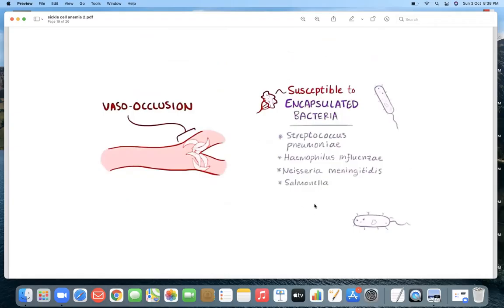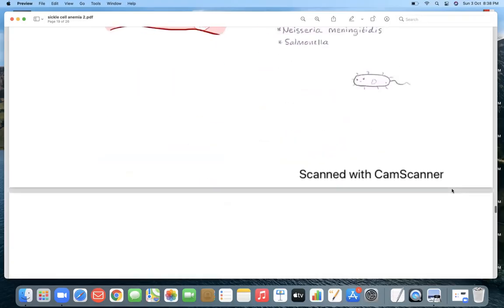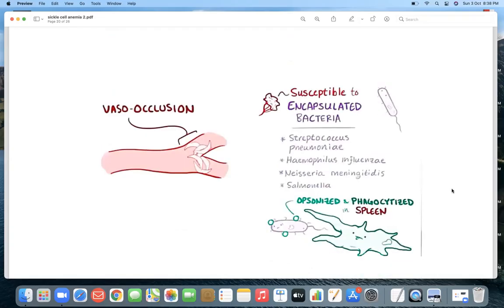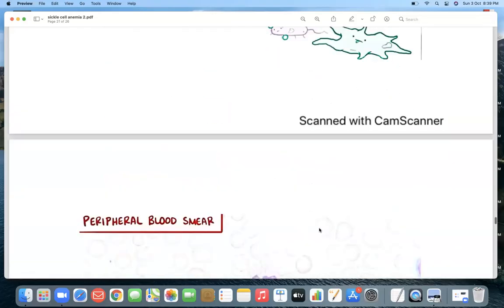And more common with them is salmonella osteomyelitis. Yes, salmonella is more common in osteomyelitis in sickle cell. Remember, along with these organisms, salmonella. You can suspect it whenever they present with septic arthritis or osteomyelitis. Okay. Why are they more susceptible? Usually these bacteria are opsonized and phagocytized in the spleen. Since there is autosplenectomy, the big macrophages are not there to opsonize and destroy these bacteria. This is the reason they are more prone.